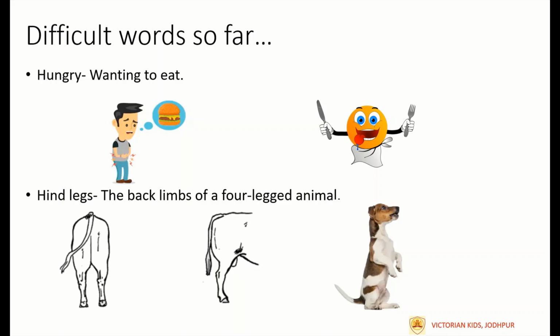Next word is hind legs. But before we get to its meaning, we know that most of the animals move on four legs. For such animals, hind legs are the legs on the back side of their body. In this picture, you can see the dog sitting on its hind legs, that is on two of its back legs, with the front two legs up in air.